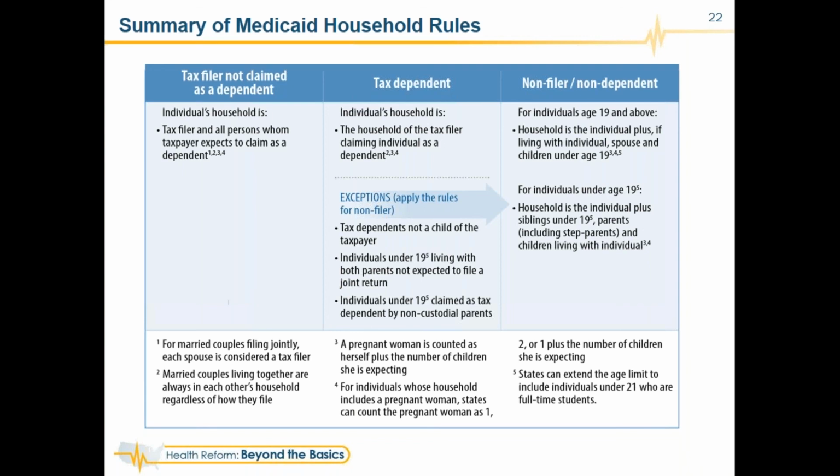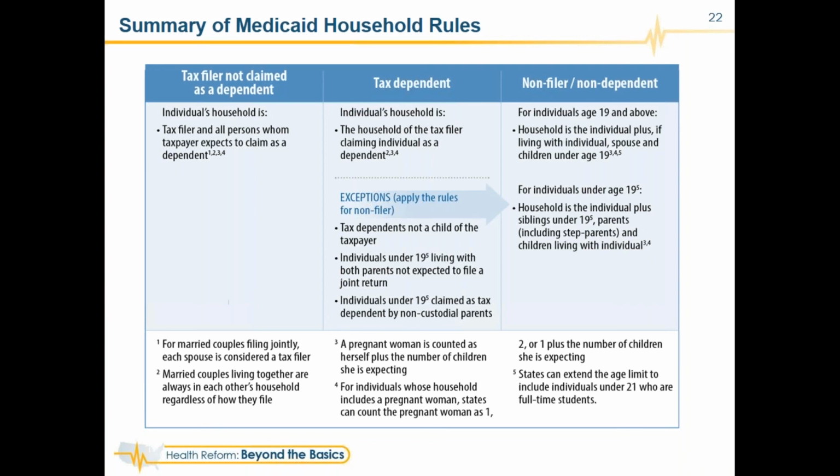Rules for tax dependents: the general rule really is that the tax dependents have the same tax household as the tax filer who's claiming that dependent, but there are three exceptions that may apply to this rule. First, a tax dependent who is not a child or spouse of the taxpayer. So for example, it could be a parent that's living with you, or an adult sibling, or a non-relative who is being claimed by a taxpayer.